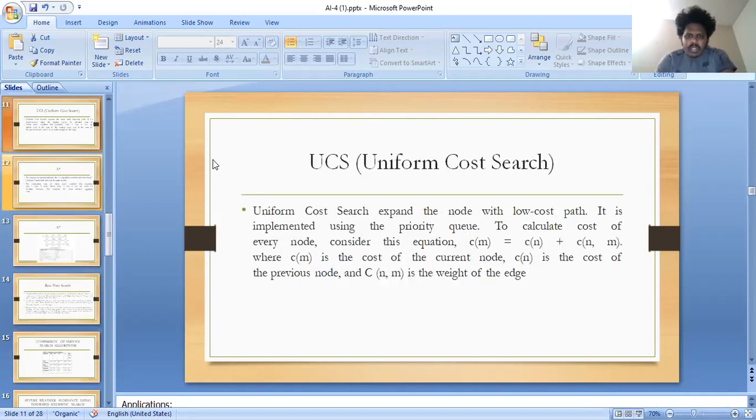UCS, uniform cost search. Uniform cost search expands the node with the lowest cost path. It is implemented using a priority queue. To calculate the cost of every node, consider this equation: C of m equals C of n plus C of n comma m, where C of m is the cost of the current node, C of n is the cost of the previous node, and C of n comma m is the weight of the edge.